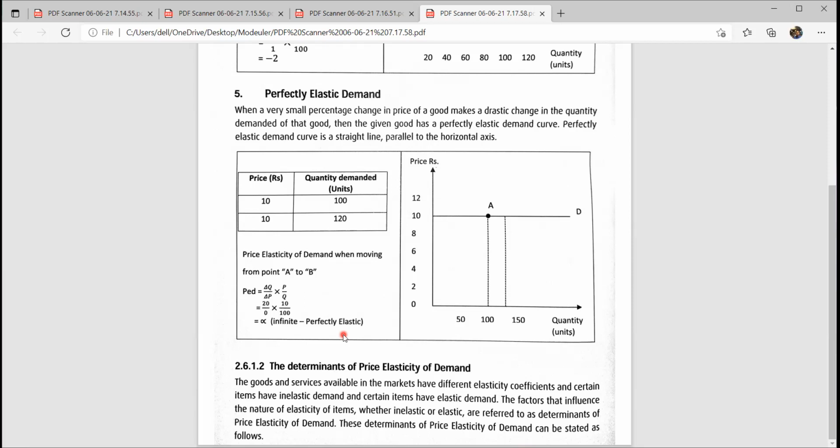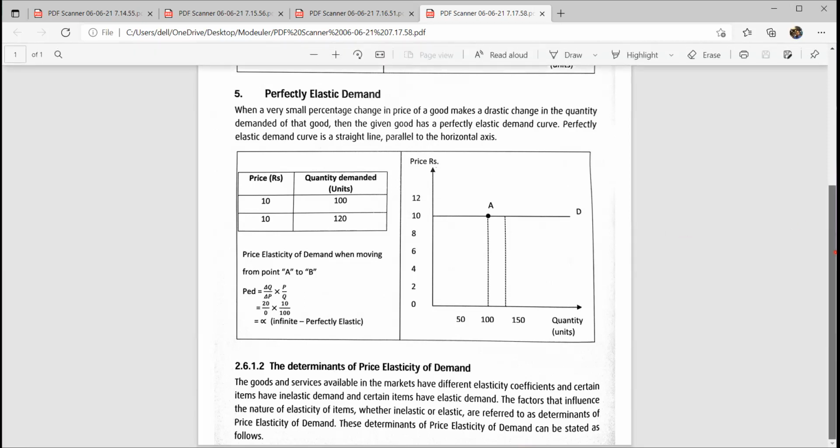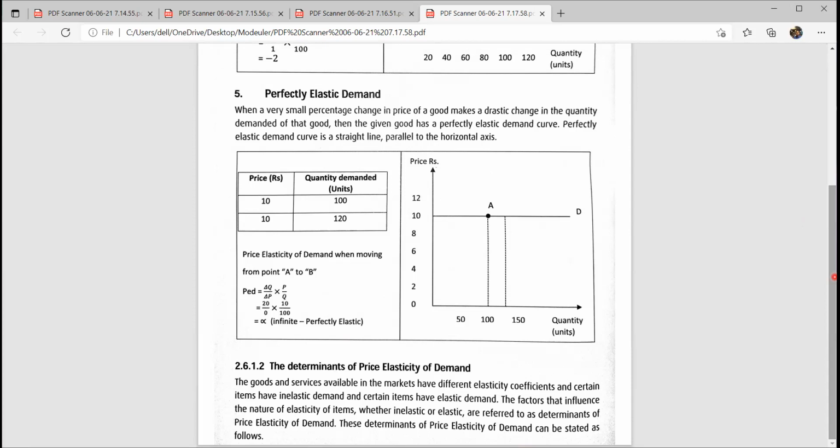When we look at some items in the market, maybe a ballpoint pen, there are a large number of ballpoint pens, different brands, but the same purpose. It is perfectly elastic, similar satisfaction, identical things. Right. Then the next, determinants of price elasticity of demand. Simply, the way of determining whether goods are elastic or inelastic.